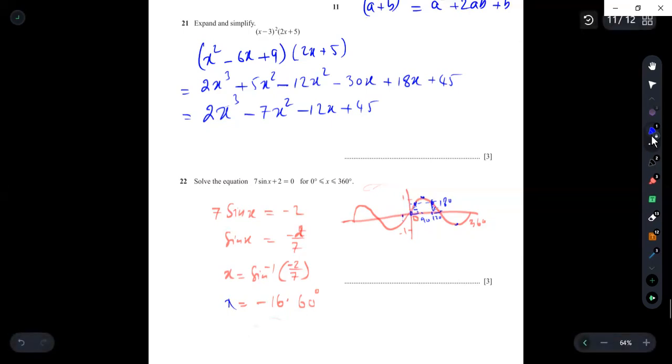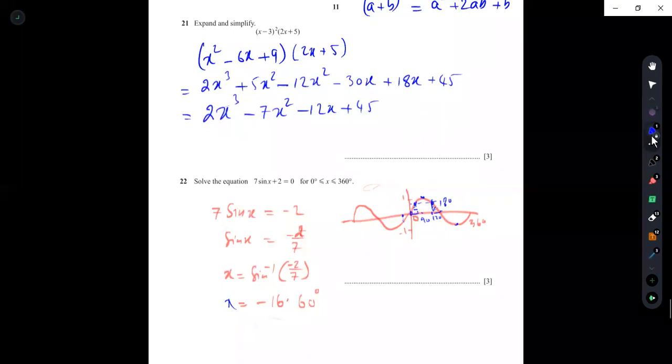And when we want to find the value of x, we are getting sine of negative 16.6 is negative 2 over 7. But we are asked to give the answer between 0 and 360. X should be 0 to 360. So if we take a horizontal line, and this angle is negative 16, then this part is also 16. The size of this angle is 16. Negative is because it is on the negative side of the y-axis. So this is also 16.